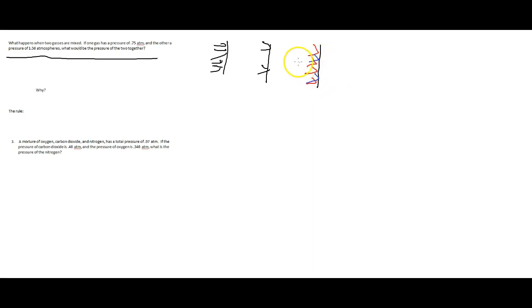How do we figure out the pressures? And the answer is it's really, really simple. If one's pushing like 100 kilopascals, and the other's pushing 50 kilopascals, well, then the two together would push at 150 kilopascals. And so this is 0.75 plus 1.50, and that gives me 2.25 atmospheres, and it's just that simple.